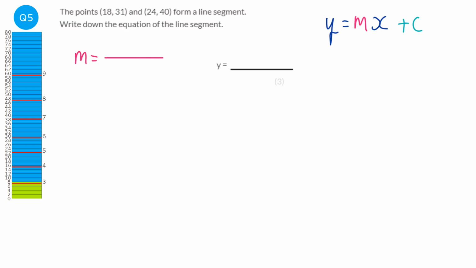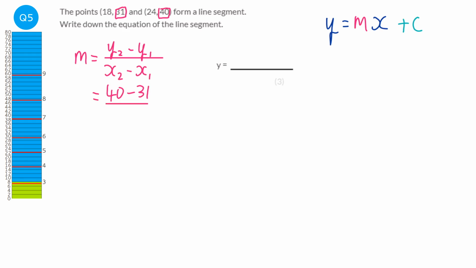And a different way we can write that is y2, so the y coordinate of the second coordinate, take away y1, over x2, take away x1. And so y2 is going to be the y coordinate of the second component, which is there. That's going to be 40, take away y1, which is going to be 31.